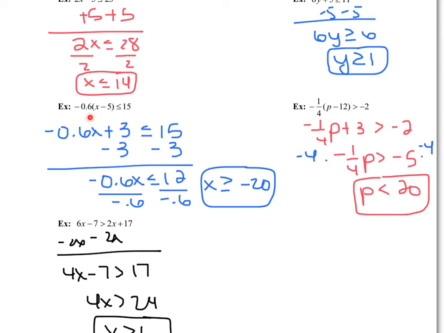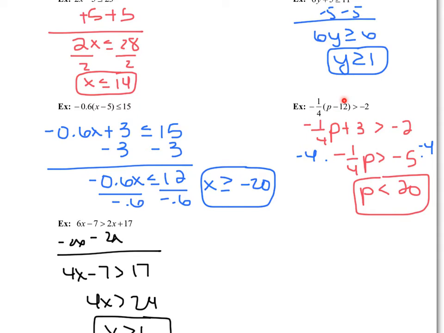Keep in mind, we didn't multiply or divide both sides by a negative. I just distributed, so there's no need to reverse anything. Then you solve like normal. Minus 3, divided by negative 0.6. At this point, we are dividing by a negative, so you reverse the inequality sign to greater than. So x is greater than or equal to 20.